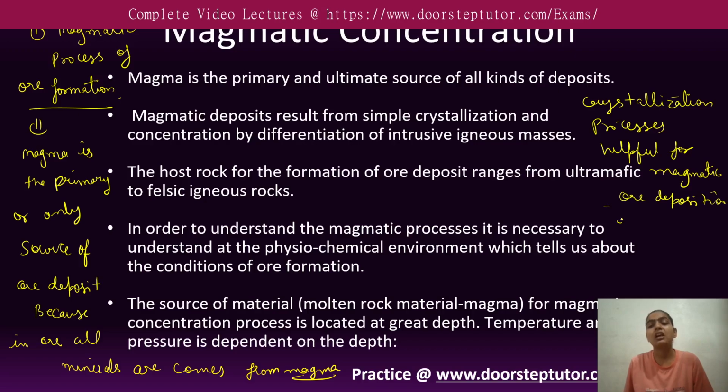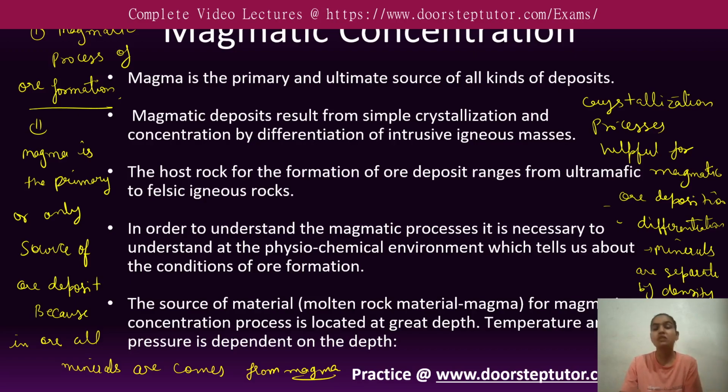And after crystallization, second is differentiation. In differentiation, minerals are separated by density. As the density separation occurs, heavy minerals come to the bottom of the chamber. So if this is the magma chamber, due to the differentiation, heavy ores come to the bottom side. These are all the heavy ones, and the light ones are at the surface. Here the light ones are at the surface.